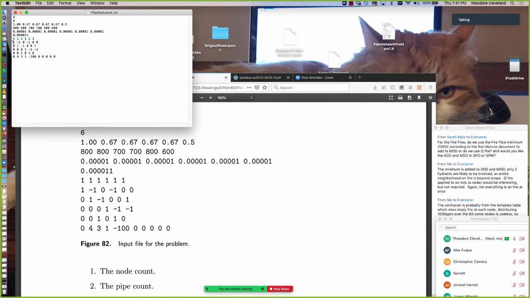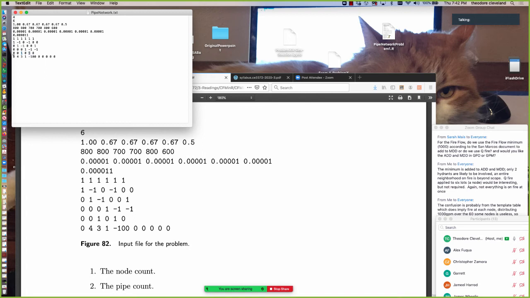the node 1 equation: pipe 1 comes into node 1, pipe 2 leaves node 1, pipe 4 leaves node 1. The node 2 equation: pipe 1 comes into node 2, pipe 2 comes into node 2, pipe 3 leaves, and pipe 6 leaves. Excuse me, pipe 6 comes in. Node 3, we have pipe 4 comes in, 5 leaves, 6 leaves, and node 4, pipe 3 comes in, and pipe 5 comes in.